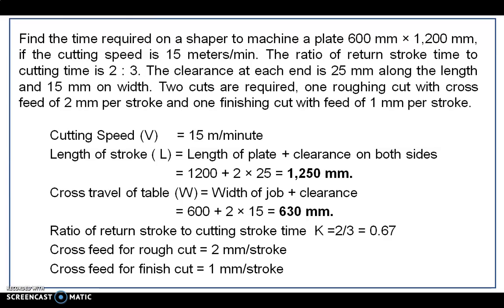Cross travel of table W equals width of job plus clearance on both ends. So 600 plus 2 into 15, 630 mm. Ratio of return stroke to cutting stroke time, K equals 2 by 3, which is nothing but 0.67. Cross feed for rough cut is given as 2 mm per stroke. Cross feed for finish cut is given as 1 mm per stroke.